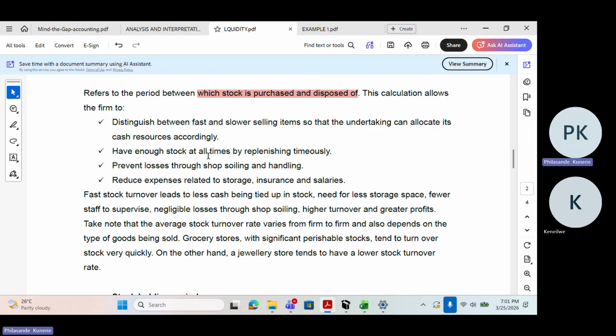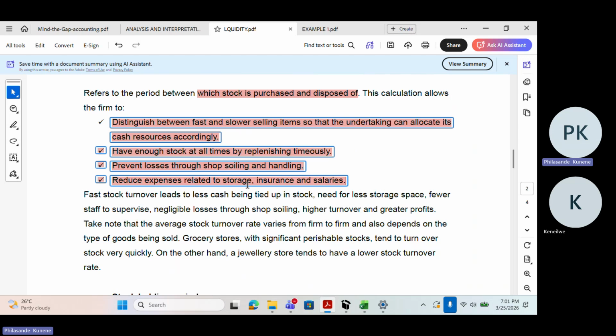It also helps to have enough stock at all times by replenishing timeously, to prevent losses through theft, spoiling and handling, and to reduce expenses related to storage, insurance and salaries. But in all of these, we are expecting the stock to move fast on our shelves. I'm not expecting stock that will stay for too long. The stock must come and it must go. I buy it today, tomorrow it's finished, I replace it. I need to replace it more.